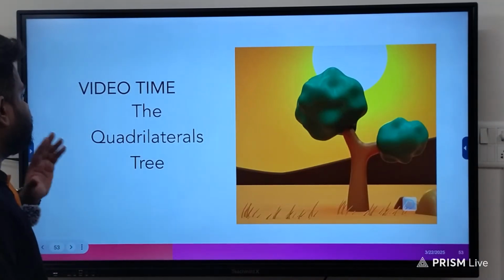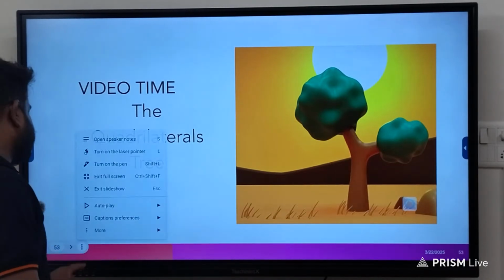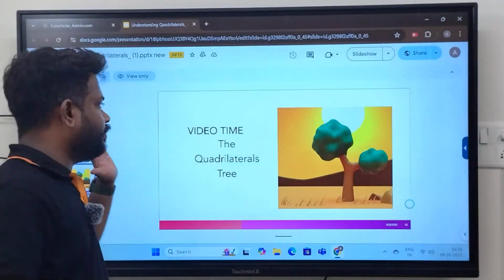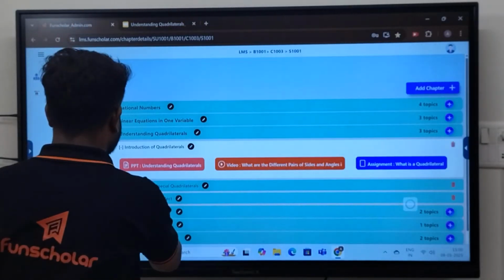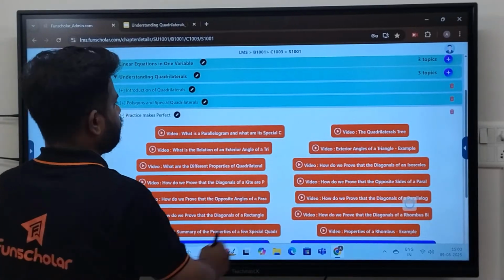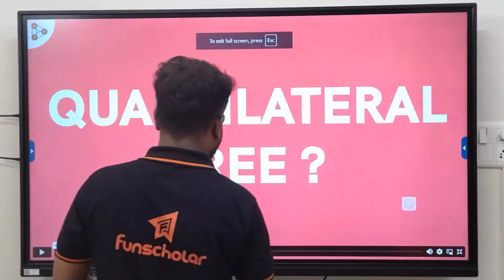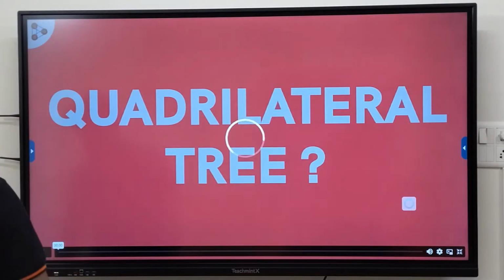Next, here is a video, that is, the quadrilaterals tree. Okay, so let's watch the video. You guys already know that I don't play very many videos here, but this one is quite important, so that's why I am playing it. Okay, right. So watch the video carefully and we will discuss it later.